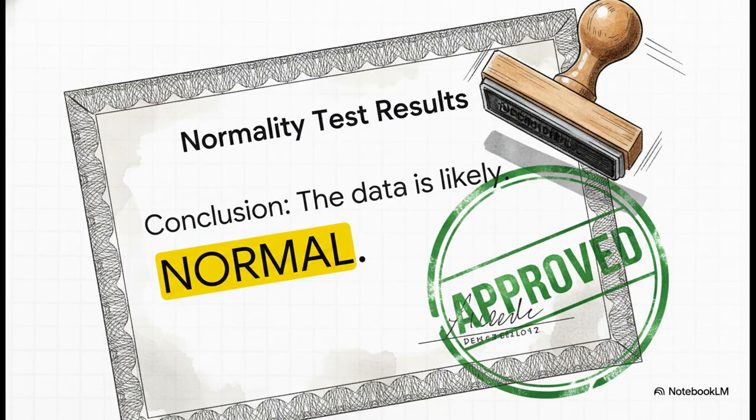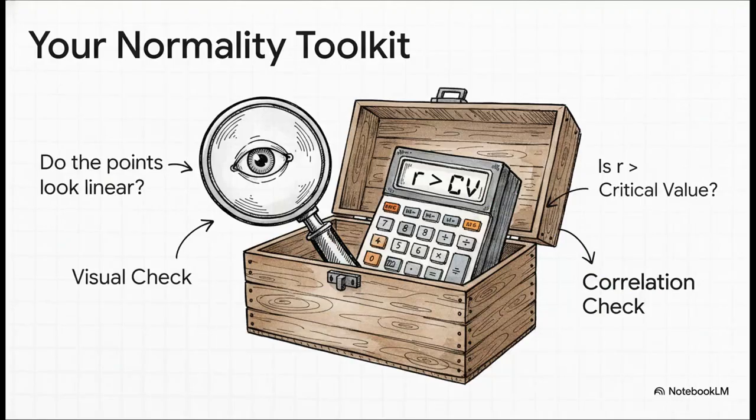So, what does this mean? Because our R value sailed past that critical value, we can be really confident in our conclusion. It is totally reasonable to assume this data came from a normally distributed population, which means we're clear to proceed with our t-tests or whatever other analysis we had planned. Green light. So let's just wrap this all up into a neat little toolkit for you.